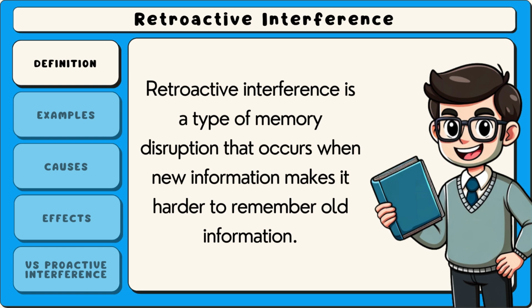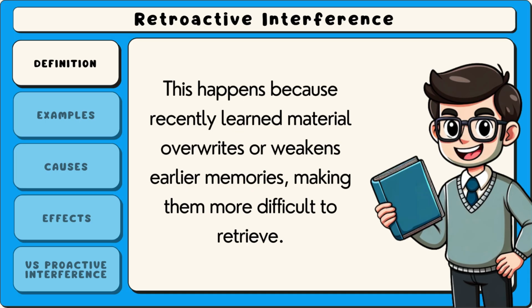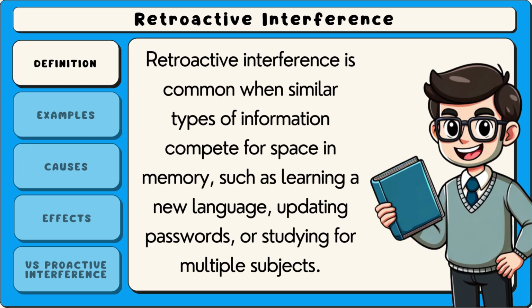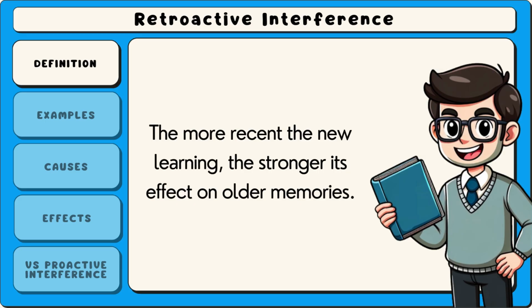Retroactive interference is a type of memory disruption that occurs when new information makes it harder to remember old information. This happens because recently learnt material overwrites or weakens earlier memories, making them more difficult to retrieve. Retroactive interference is common when similar types of information compete for space in memory, such as learning a new language, updating passwords, or studying for multiple subjects. The more recent the new learning, the stronger its effect on older memories.